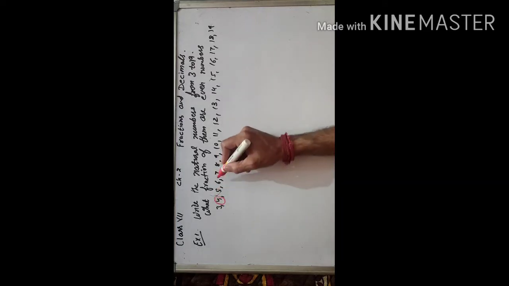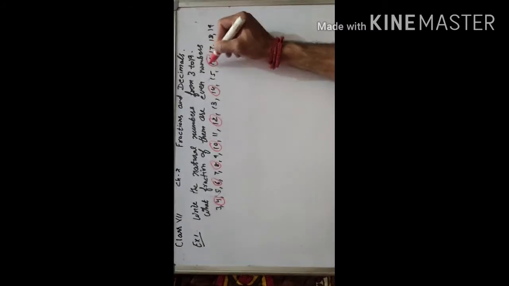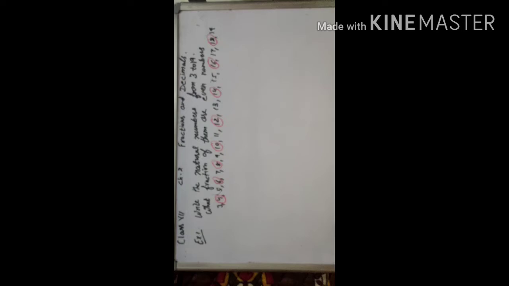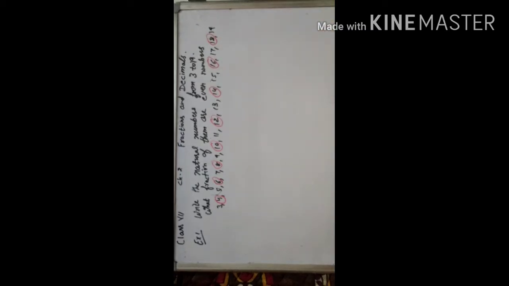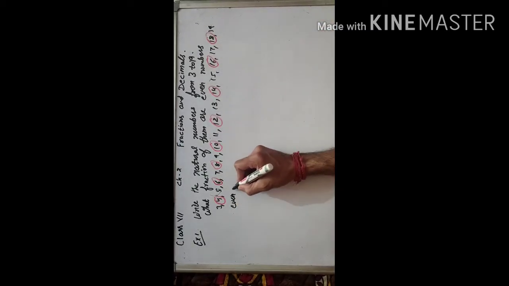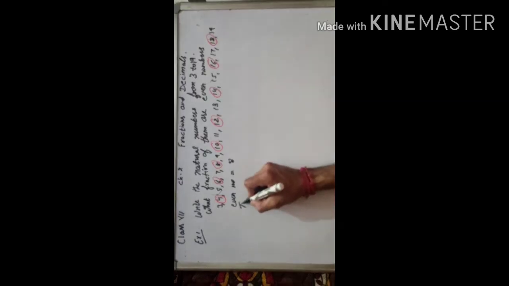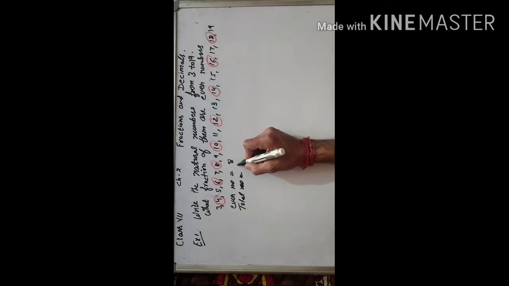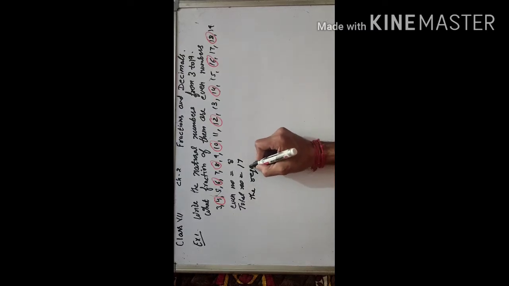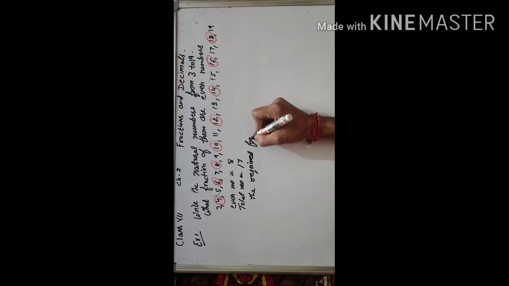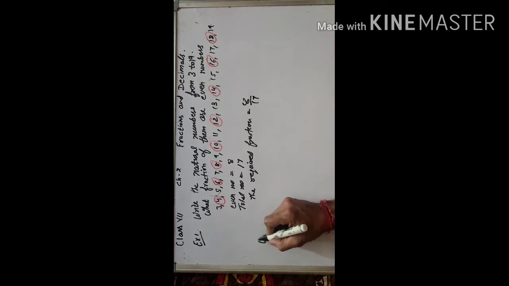4 is an even number, 6 is an even number, 8 is an even number, 10, 12, 14, 16, 18. So the number of even numbers is 1, 2, 3, 4, 5, 6, 7, 8. So even numbers equal 8, total numbers equal 17. So the required fraction is 8 by 17.